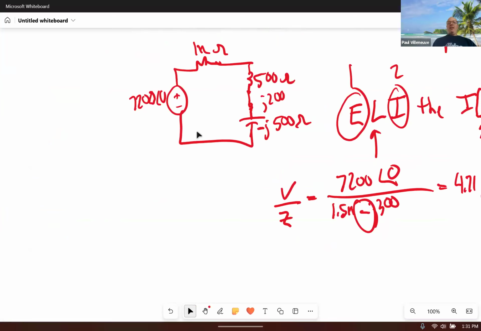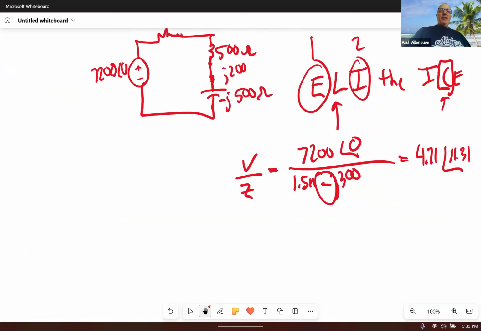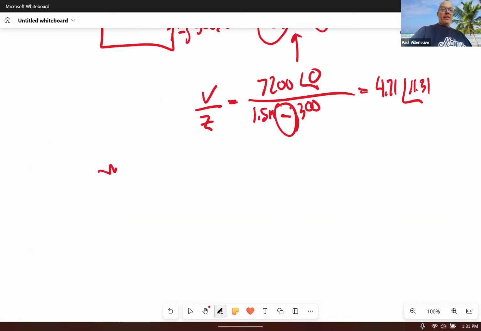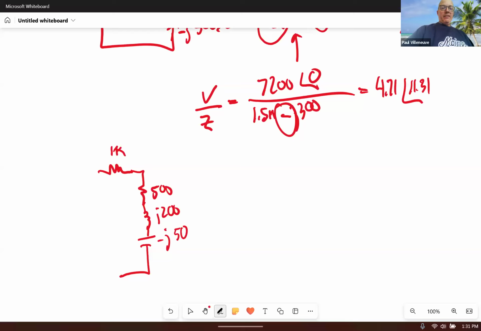Here's my problem here. So I'm going to do that exact problem all over again. I'm going to have 1K ohm. I'm going to have 500. I'm going to have J200. And my capacitor is minus J500 here.